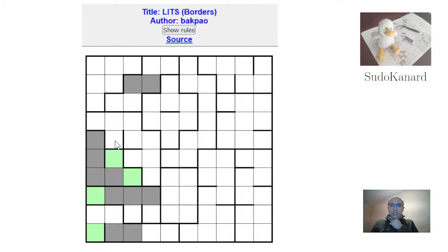Here I can't use this cell. If I try to use this cell, then the only way is to have a T, and I create a 2x2. So that's not in the region. Here I could have a T, and this would have to be an L. Well, that's not so interesting. What else? This can't be shaded, because it would create a 2x2.